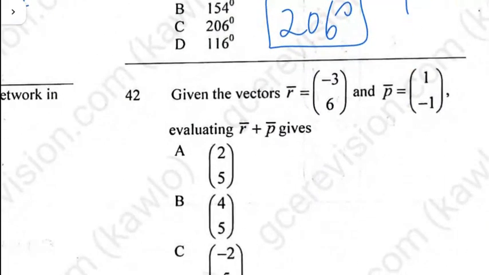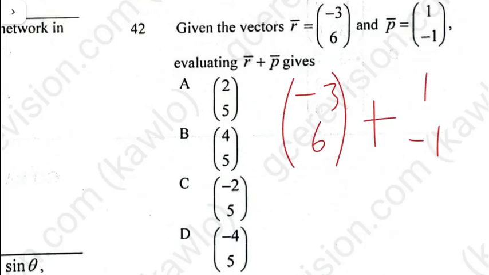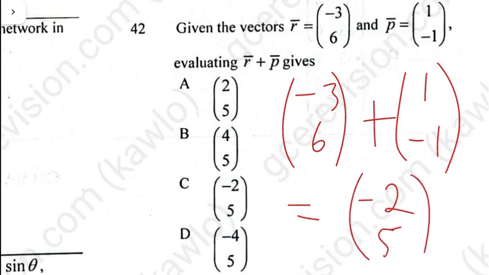Question 42. Given the vectors R equals (-3, 6) and P equals (1, -1), evaluating R plus P, we just take the sum of these. We have (-3, 6) and (1, -1). -3 plus 1 is -2, and 6 plus -1 is 5. So our result is (-2, 5), C.